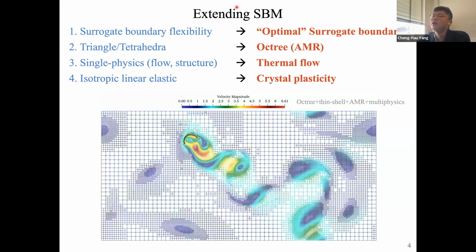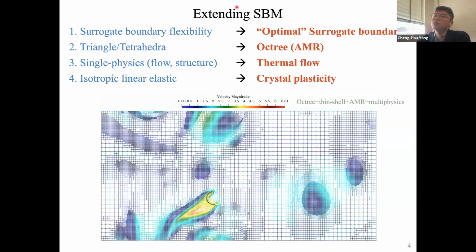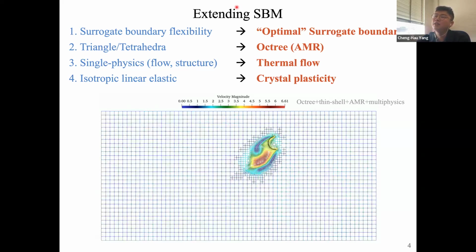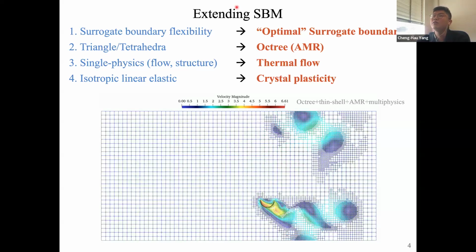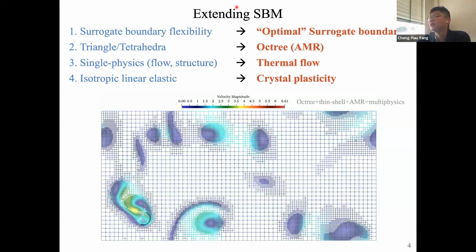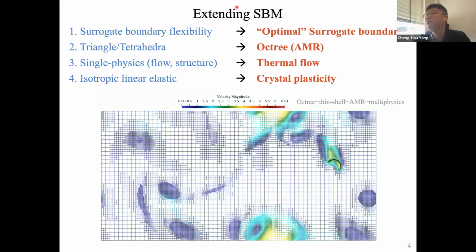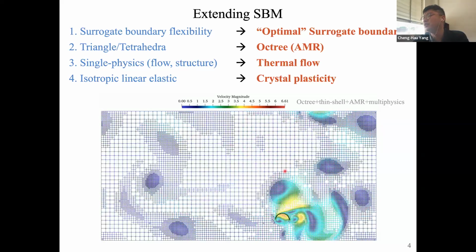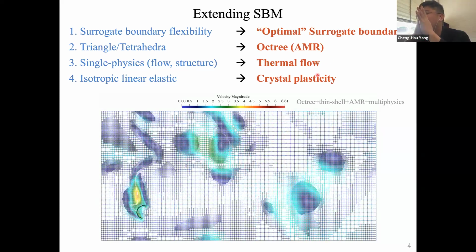And the fourth, the last point is that when people do the shifted boundary method, they mostly apply it to the isotropic linear elastic model. How about we apply it to a more complex model like the crystal plasticity model? And on the bottom, this is a simulation to showcase some of the features I mentioned above.